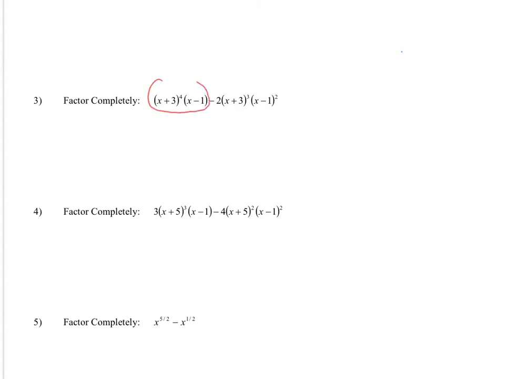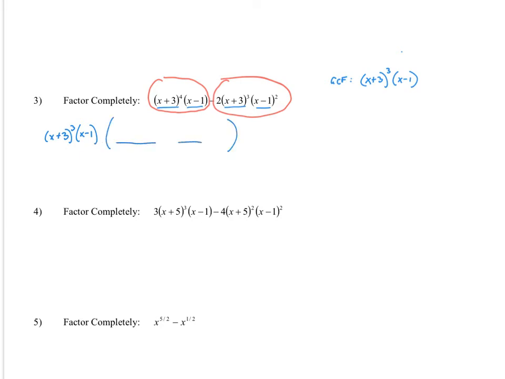First, circle the two groups. Now, look to see what the two groups have in common. Each group has x plus 3 cubed in common, and both groups have x minus 1 to the first in common. The GCF is x plus 3 cubed times x minus 1. So now we need to take out the GCF. We are taking out x plus 3 cubed times x minus 1 from both groups. And if we do that, we should be left with two things.